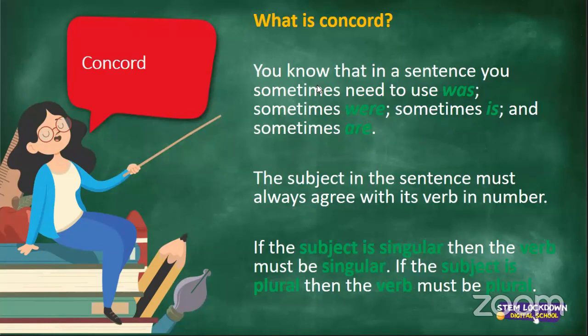I know it may sound a bit confusing right now, but as soon as we look at our examples, you'll be able to understand exactly what I mean when I say that a singular subject must have a singular verb, and a plural subject must have a plural verb. Let's quickly look at this example.